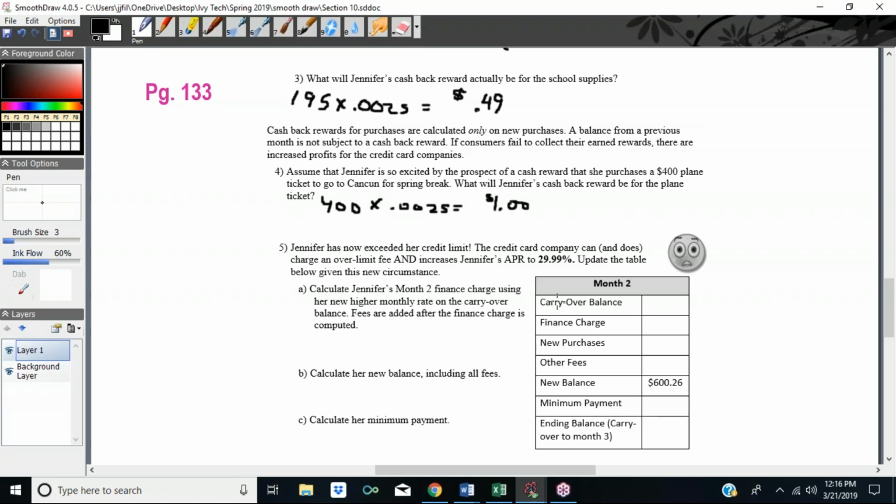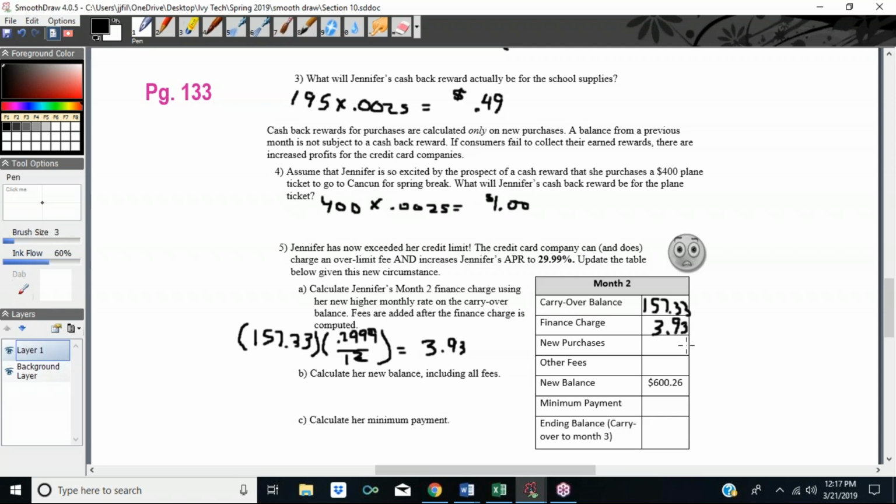So let's see. The carryover balance was 157.33, if I remember right. The finance charge, we have to find the finance charge on this. 157.33. And remember, now she's getting that higher finance charge of 29.99%, so 0.2999 over 12. And it does look like 393. Thank you all for getting that in there. You're awesome.